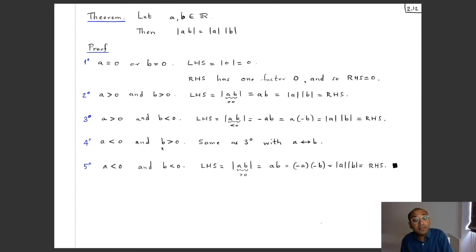If A is negative and B is positive, then this is essentially the same as case 3 with A and B interchanged or swapped, and so that's the same argument.